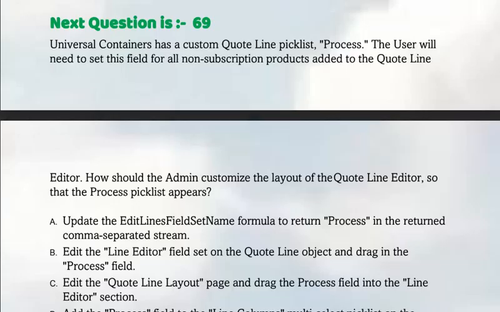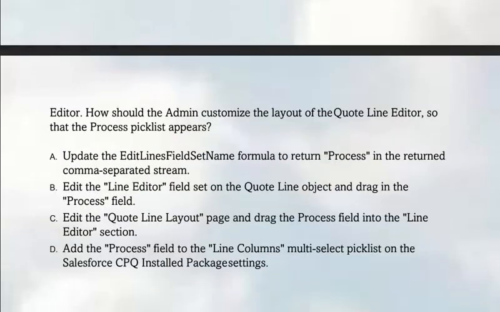Question: Universal Containers has a custom quote line pick list, process. The user will need to set this field for all non-subscription products added to the quote line editor. How should the admin customize the layout of the quote line editor so that the process pick list appears? Option A, update the edit line field set name formula to return process in the returned comma separated string. Option B, edit the line editor field set on the quote line object and drag in the process field.